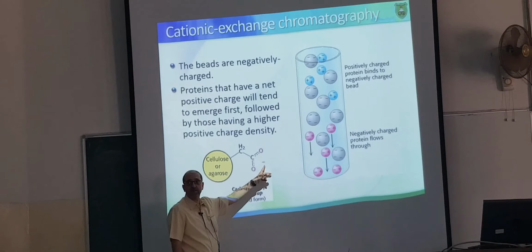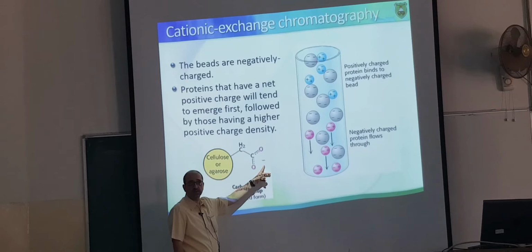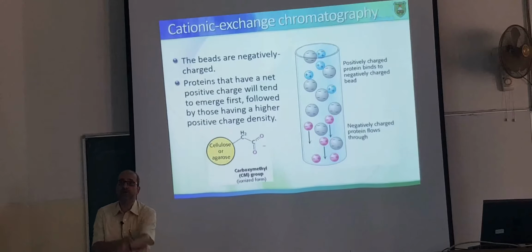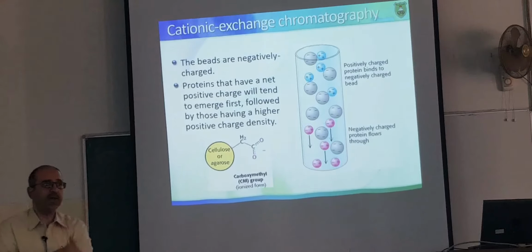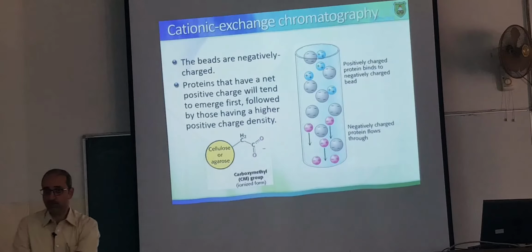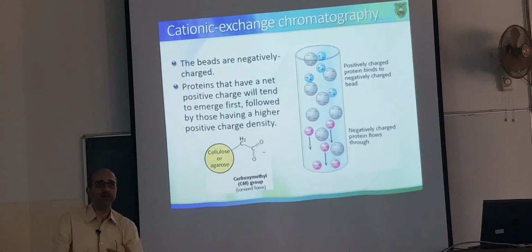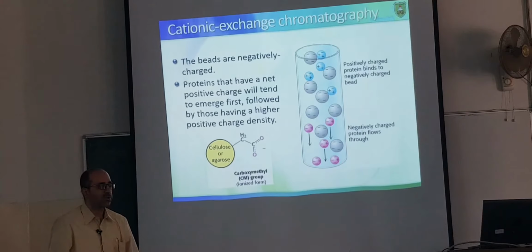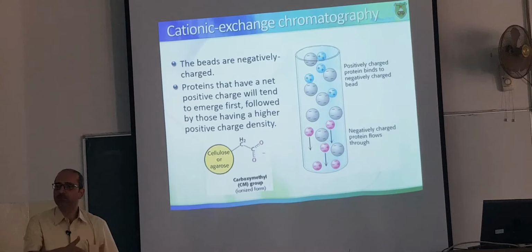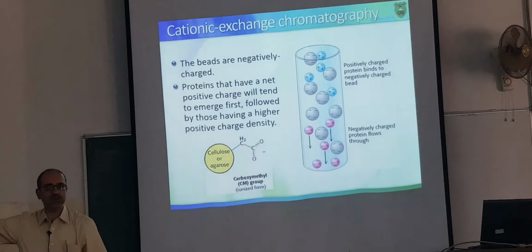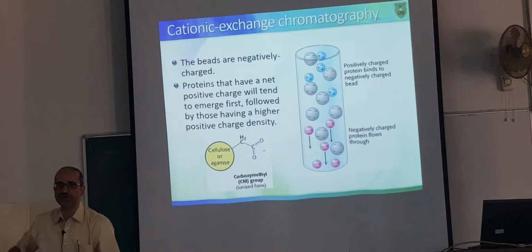How can I get the positively charged proteins released from the beads? Change the pH. Or another way is to increase the concentration of salt, like sodium chloride. So you start with 100 millimolar, then 110, 150, 200, 300 and so on. Keep on increasing the salt concentration.